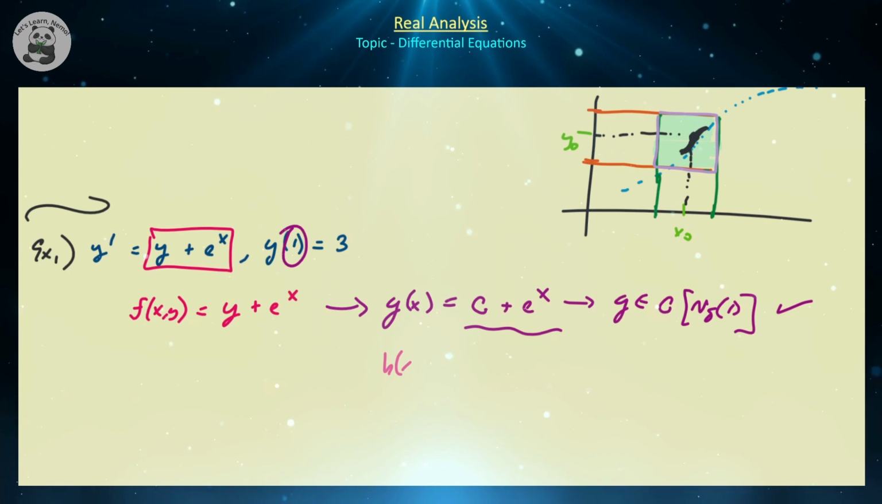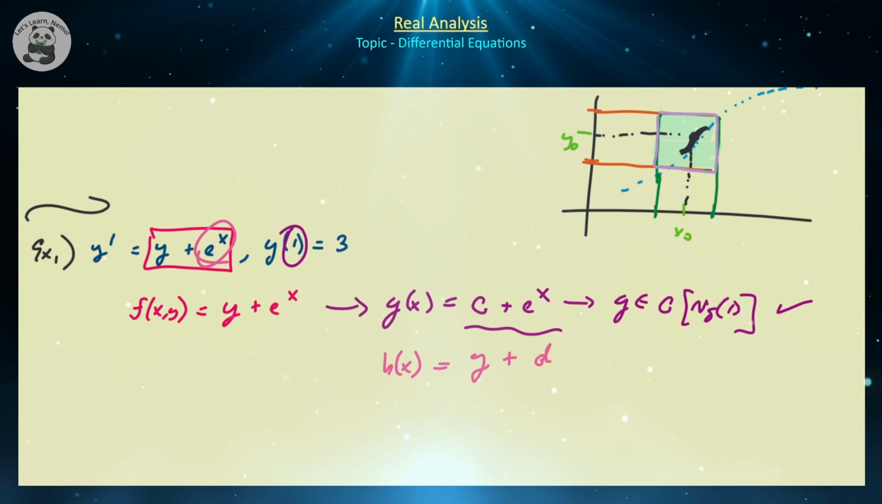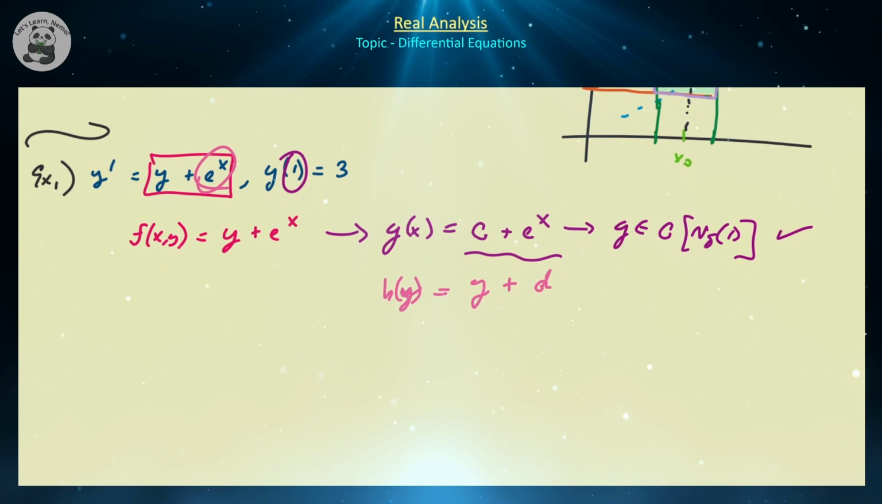And then we can look at another function, h of x, which is going to be equal to y plus some other constant, let's call it d, to represent e to the x, because we're just looking at y, not x. And we need this to be Lipschitz continuous in a neighborhood of y. So what does it mean to be Lipschitz continuous? Well, that means that the derivative is bounded.